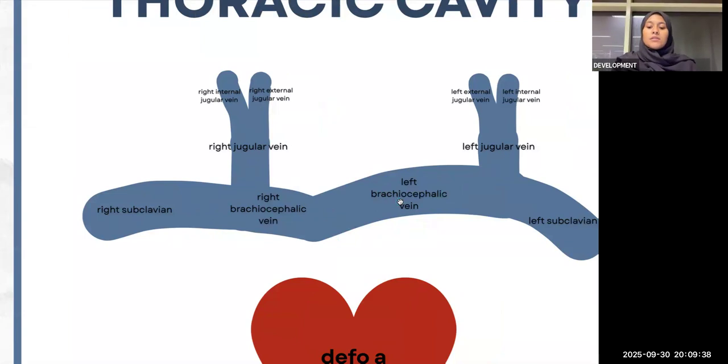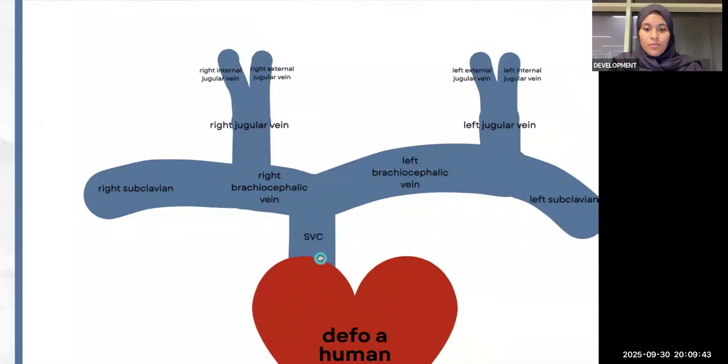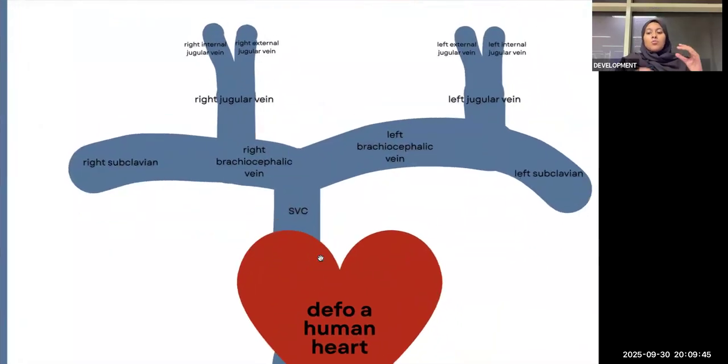Why? Because those two will eventually join together to become the superior vena cava. Superior vena cava is located on the right side of your heart, more towards the right. So when you're trying to drain all the blood in, you're trying to reach all parts of your body. Since it's on the right side, it will have easier access to the right side, right? But the vein has to extend all the way to the left to reach the left side of your body. Okay?